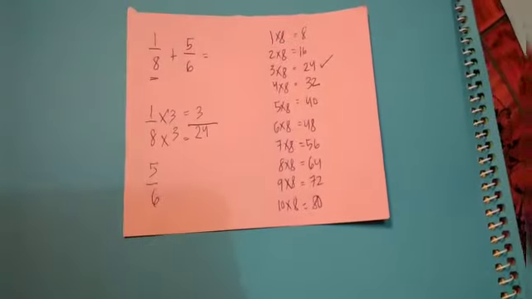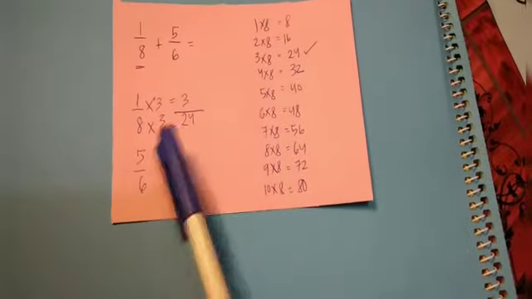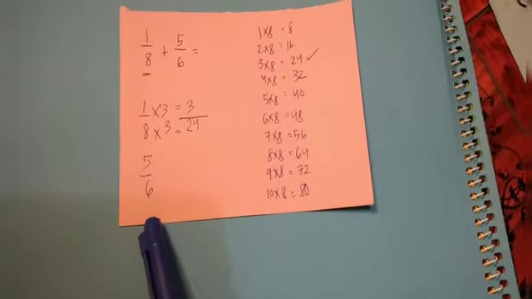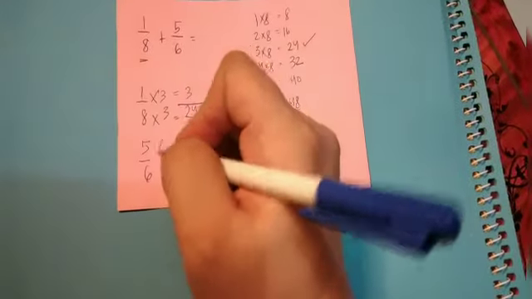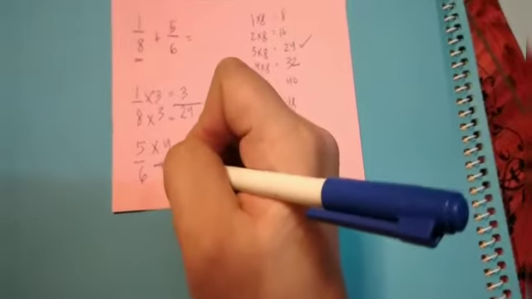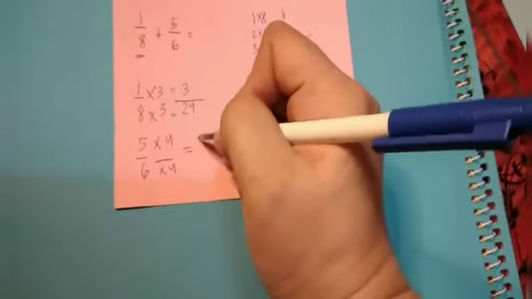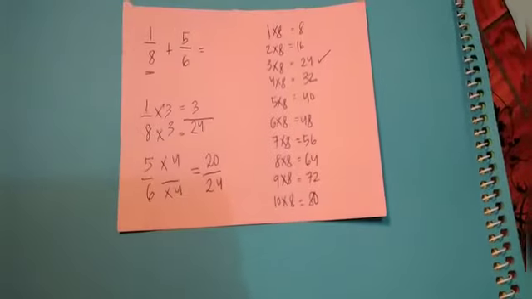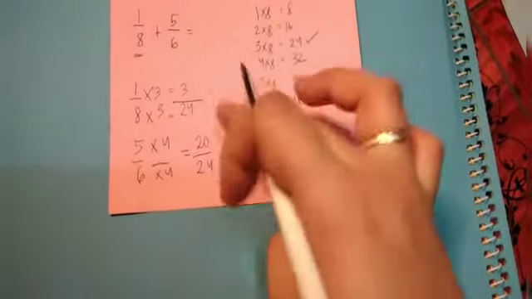Now we will get 5/6. Ask yourself what you can multiply with 6 to make it 24, and technically that should be 4. So if you will multiply 6 by 4, you have to multiply 5 by 4 as well. So it will be 5 times 4 and 6 times 4. Okay, so it's going to be 20/24. Now you can proceed to adding since they are now like or similar fractions.